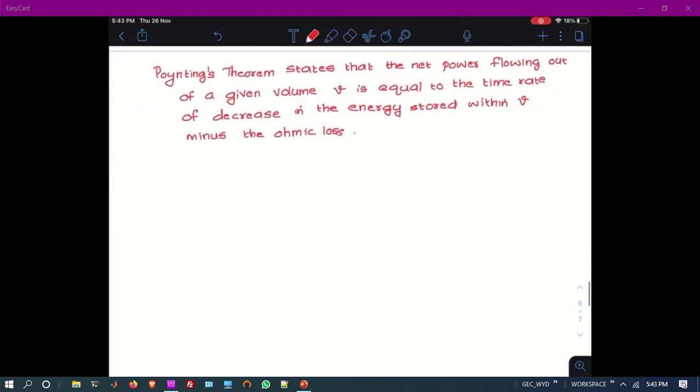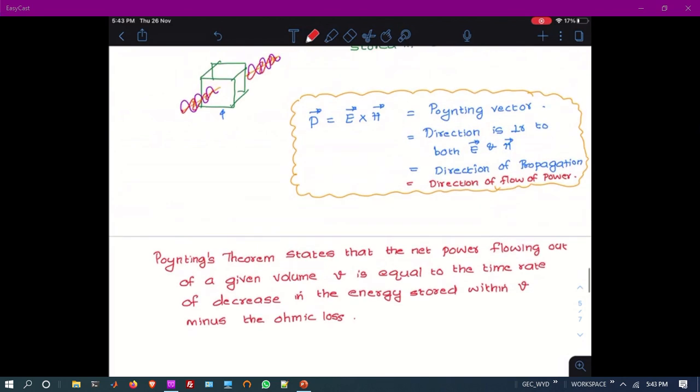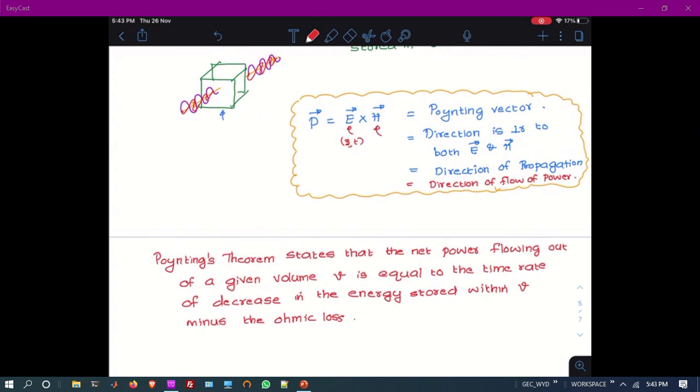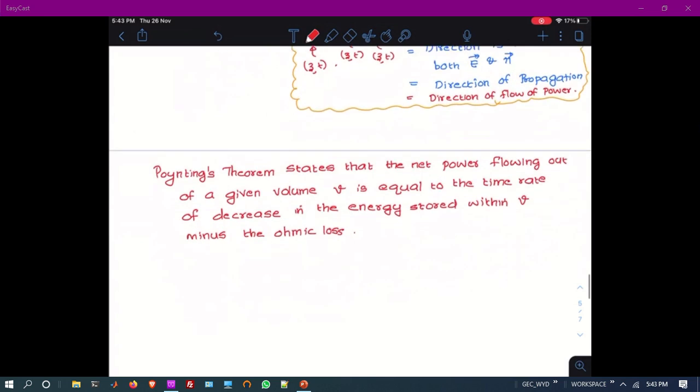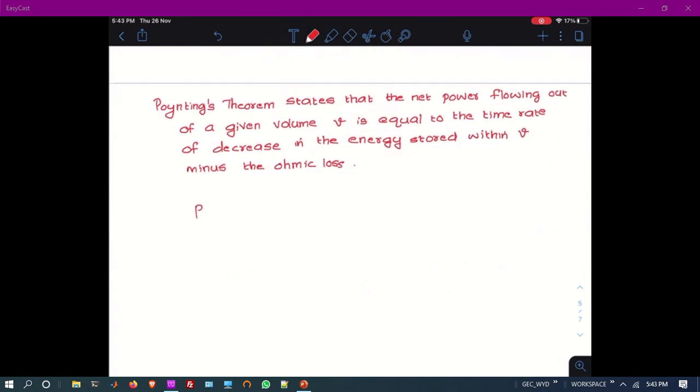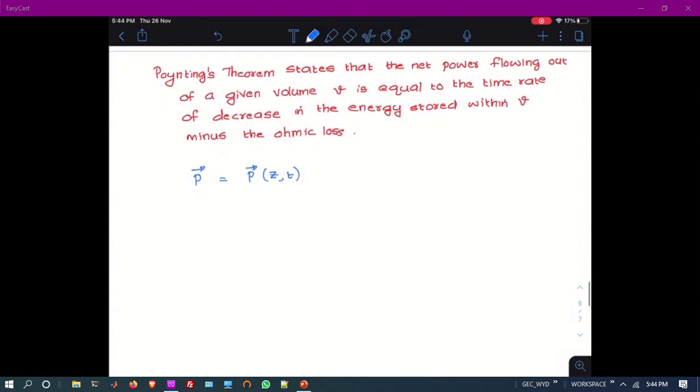Now we define something called as time average power. Because the Poynting vector here, E is a function of position and time, H is a function of position and time, so P is also a function of position and time. The Poynting vector P is actually a function of the position and time. So it can be any arbitrary position. So we define something called as P average, which is only a function of position, as the time average of the Poynting vector.